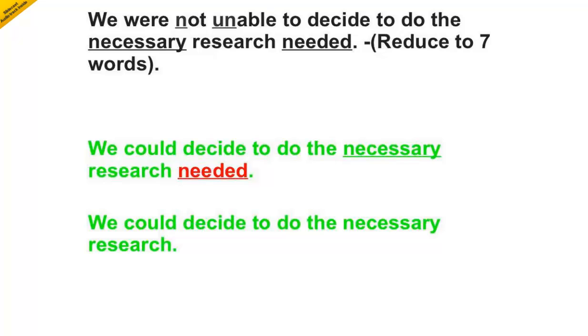So you're going to get points for coherence. This is a million times more coherent than we were not unable to decide to do the necessary research needed. That's a mess. That's a disaster. Compared to that beautiful, concise structure, we could decide to do the necessary research. Okay. Now, this is the final one.